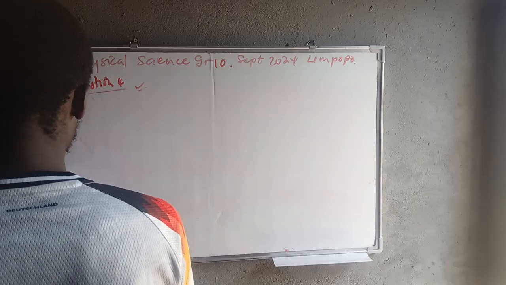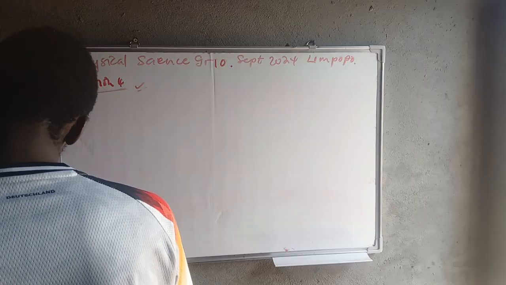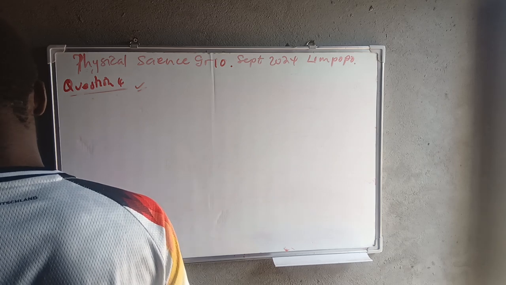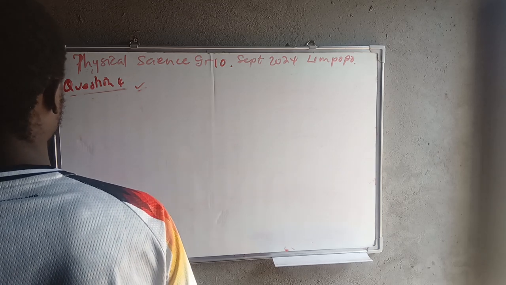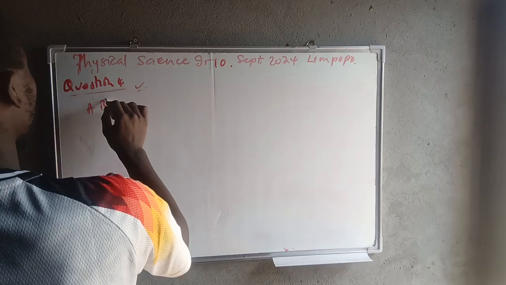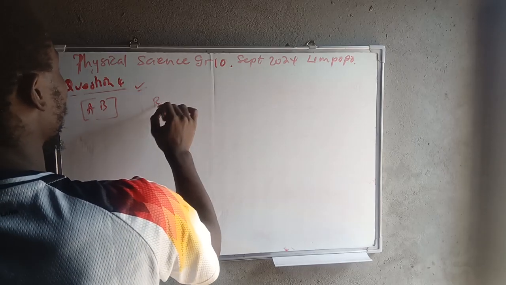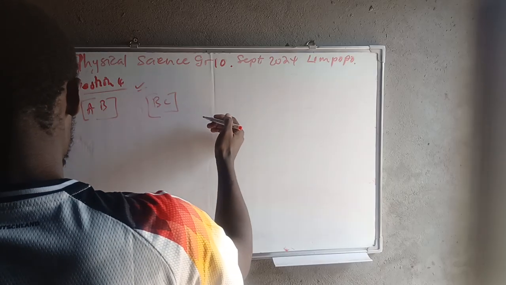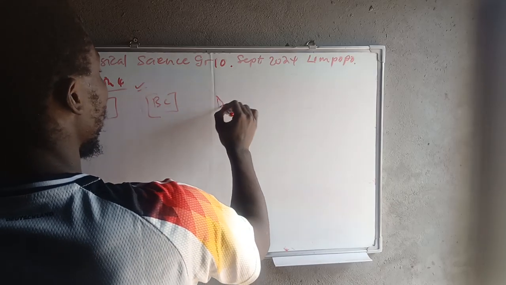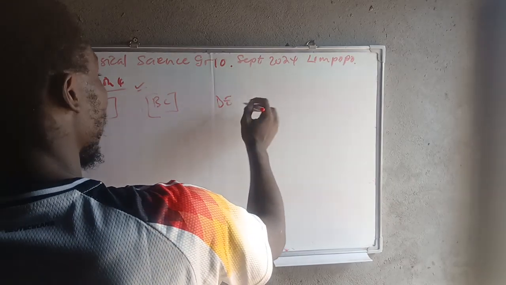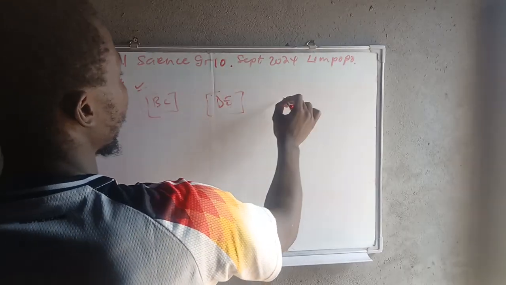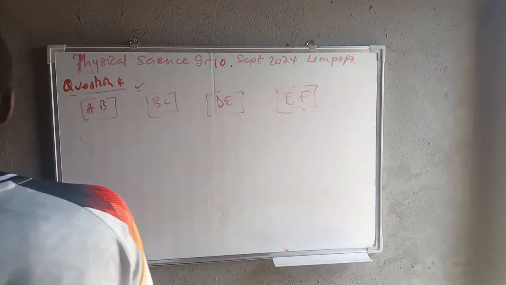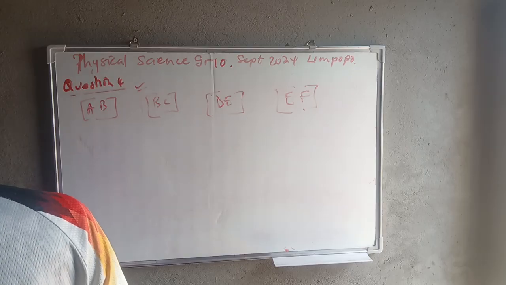So let's divide the graph into sections. The sections are going to be AB, BC, then CD, we don't need CD, then DE and EF. All right, so we're going to divide our graph into those sections.